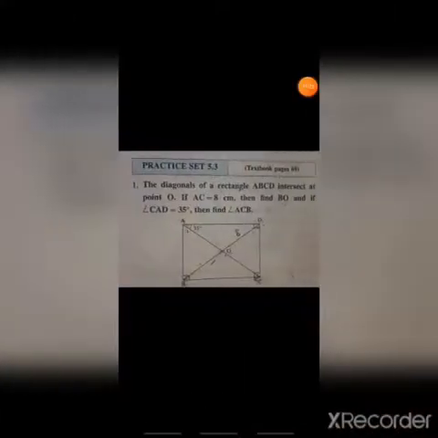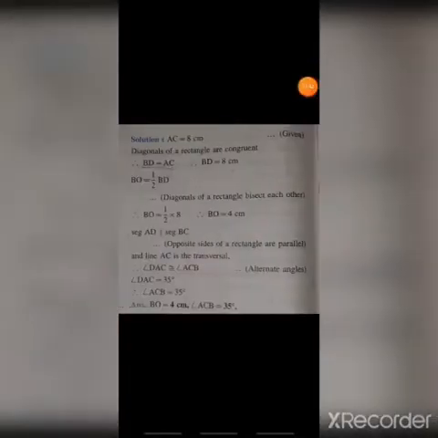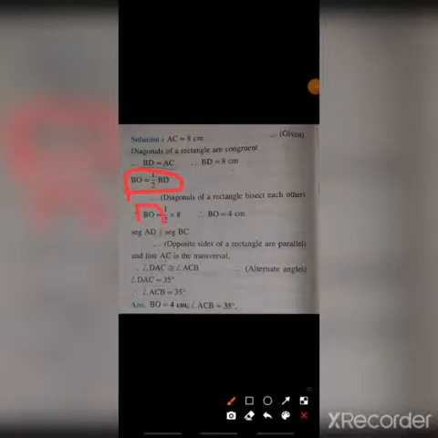Then what do we have to find? BO. BO is half of BD. If BD is 8 centimeters, BO is 4 centimeters. So BO is half of BD, and half of 8: 2 ones are 2 and 2 fours are 8. So BO is 4 centimeters.